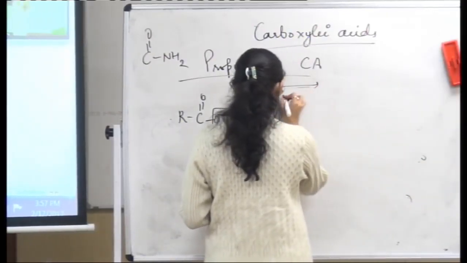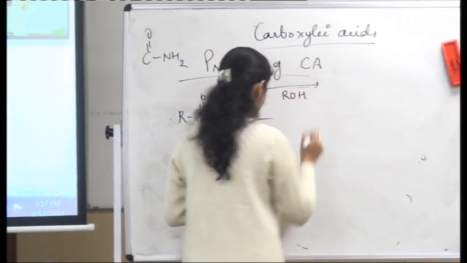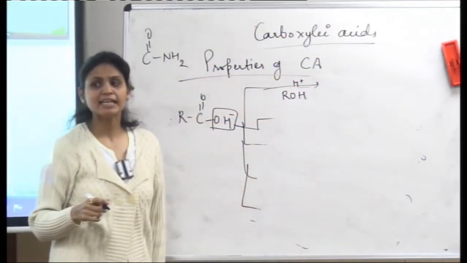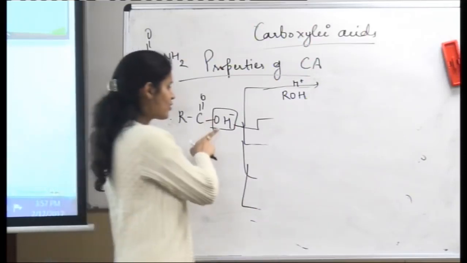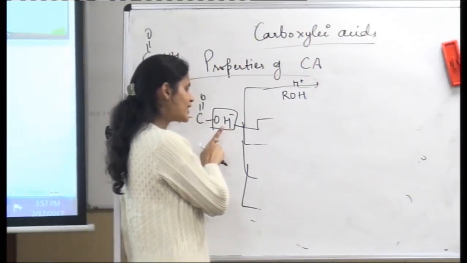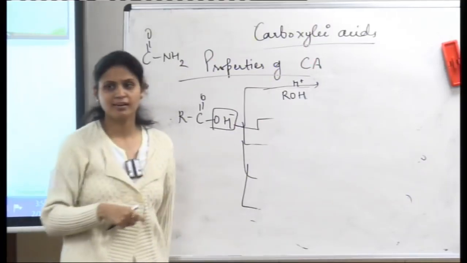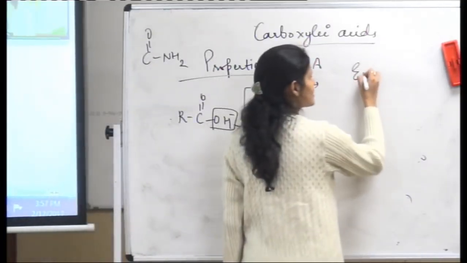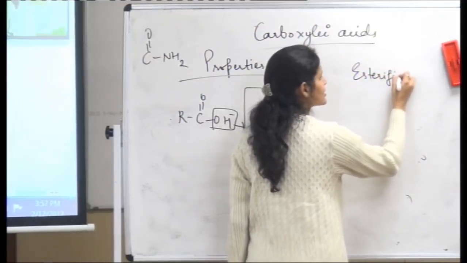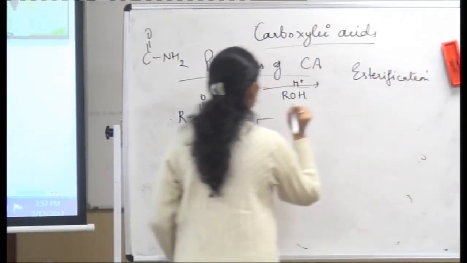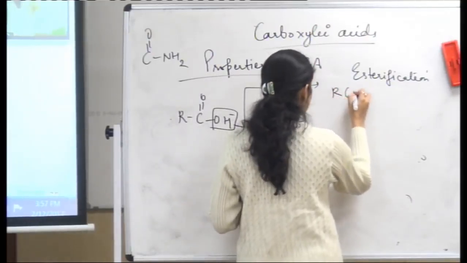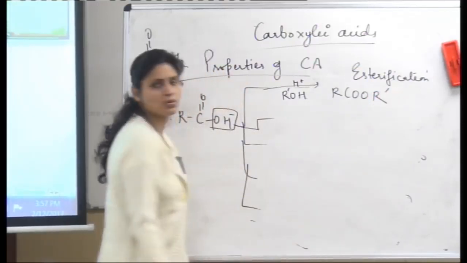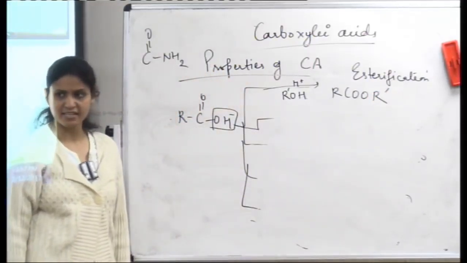Let's take ROH. This is a very famous reaction you have learned in the 9th and 10th class. What is the product formed when an acid reacts with an alcohol? Ester, and hence this reaction is known as esterification, resulting in the formation of ester. What should be the product? RCOOR'. Suppose I am using R dash, RCOOR'. This is known as esterification.